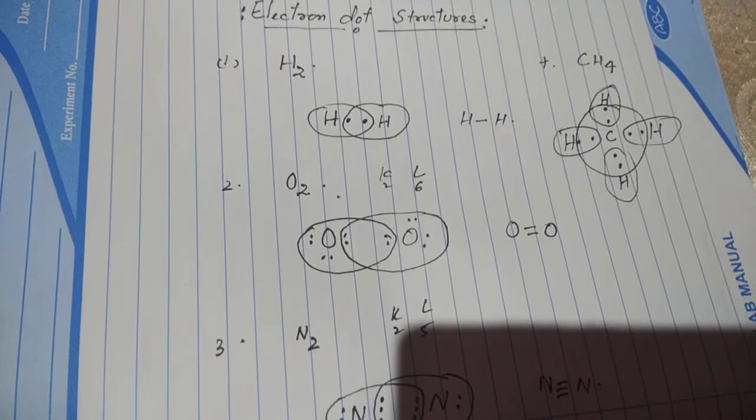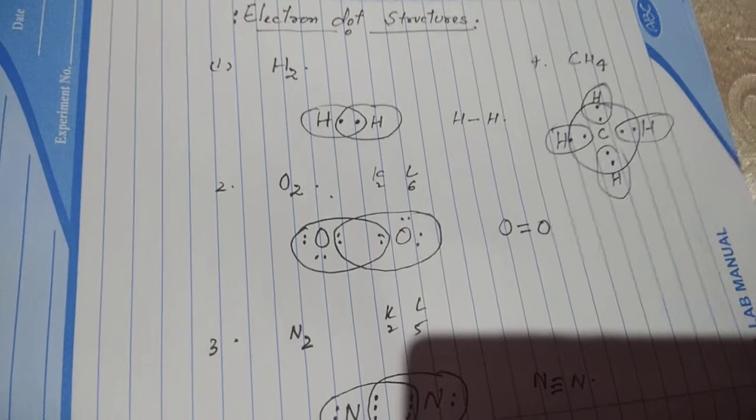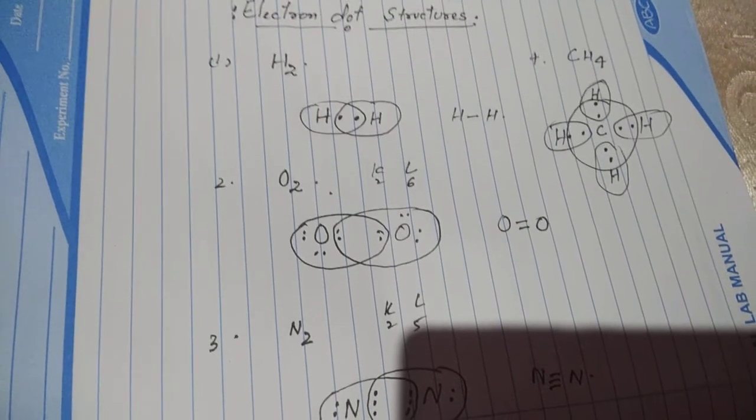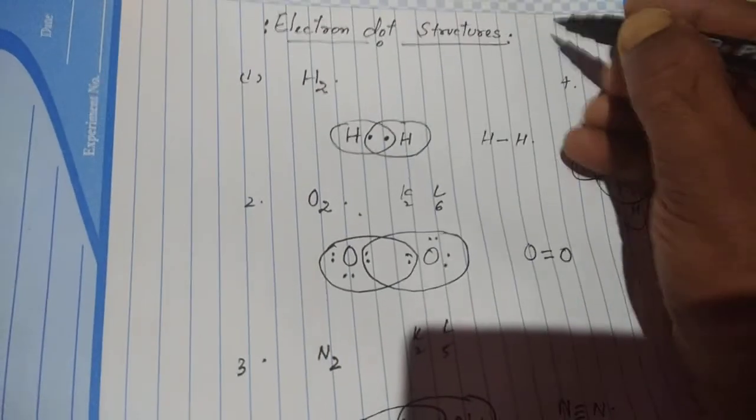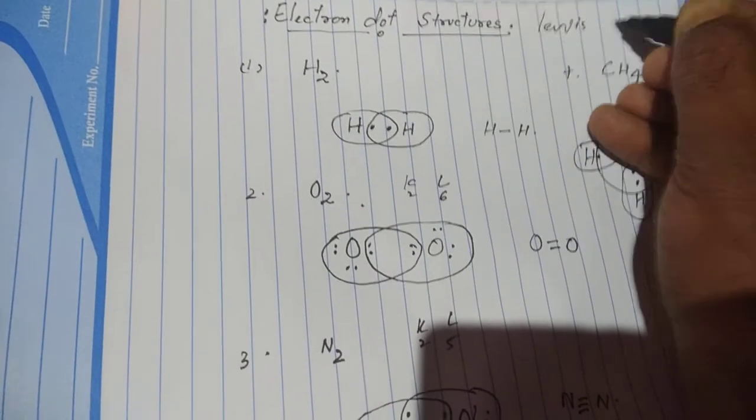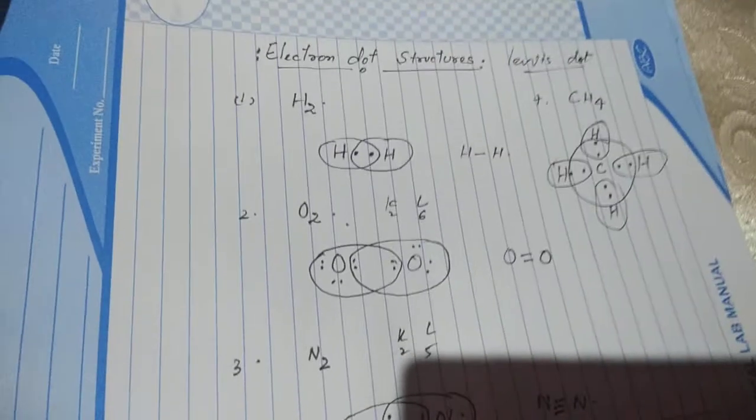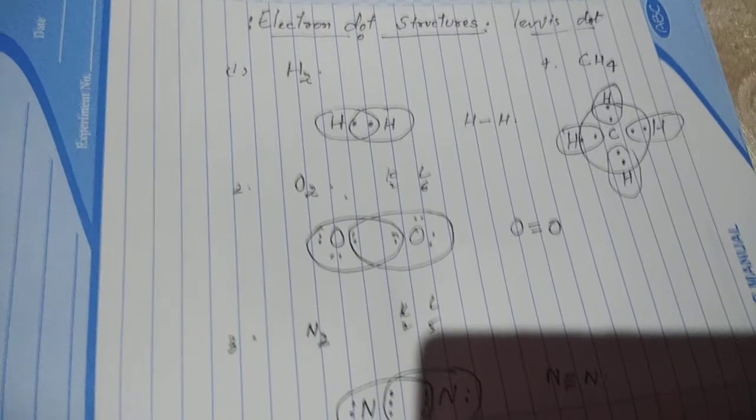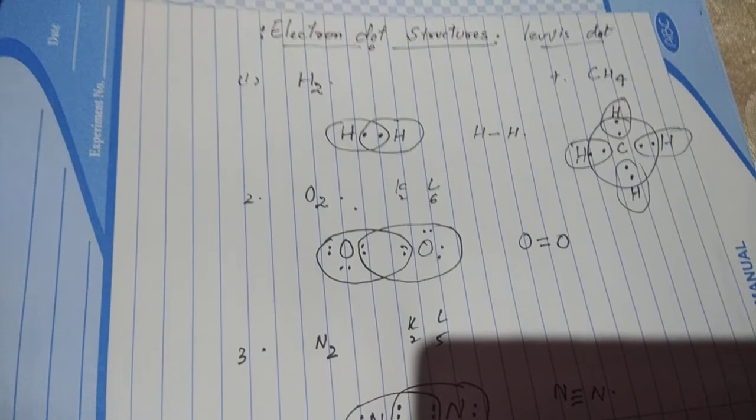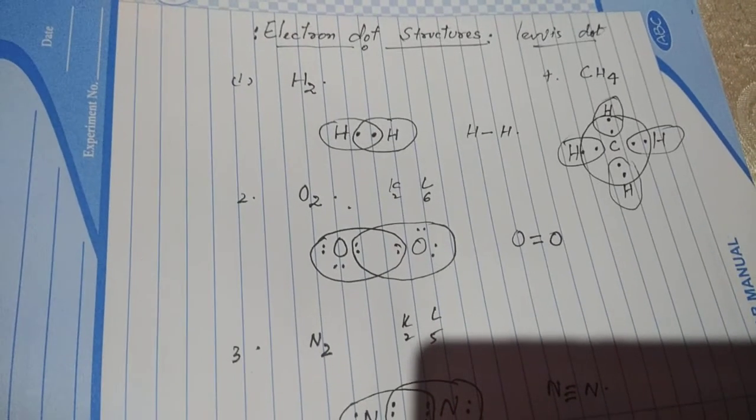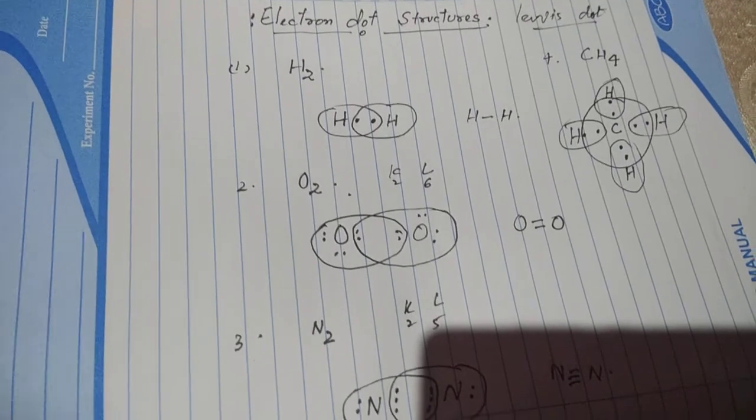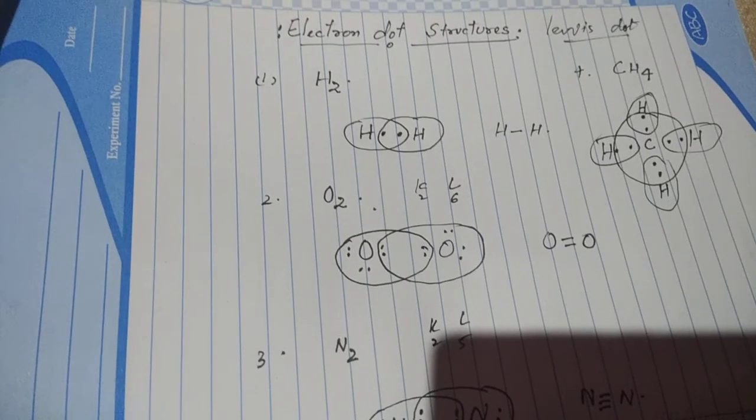Similarly, we can assign the electron dot structure to any compound. We only have to keep in mind that we have to represent the valence electrons by dots. So this is also called the Lewis dot structure. And we know that every element needs to complete its octet or doublet. This can be done by sharing the electrons.